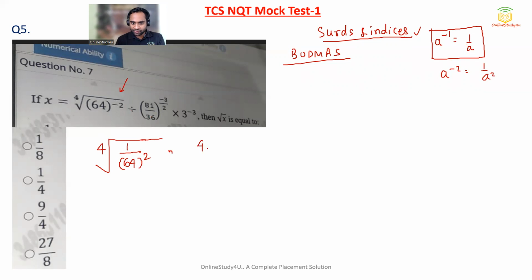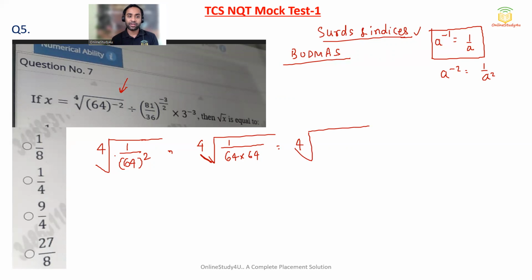So then I can write 4, and this part I am solving. So 1 by 64 square, so 64 into 64. I can also write this 4, 4 is in square, right? So this is not basically square root. See, square root will be there, cube root will be there. So here fourth power is there basically, right? So fourth root is there. So basically you can say, sir, this is fourth root.